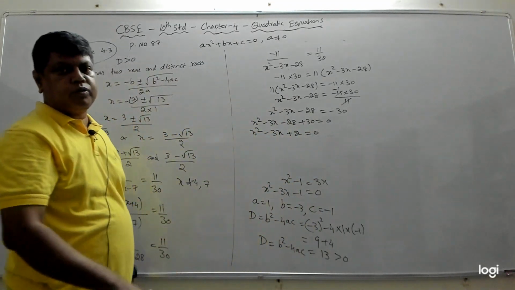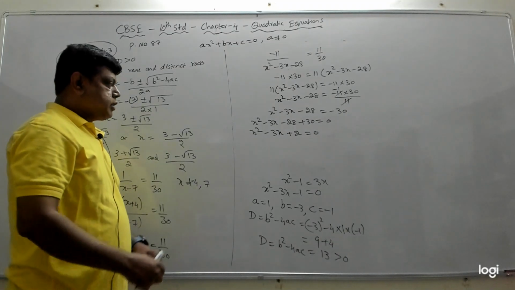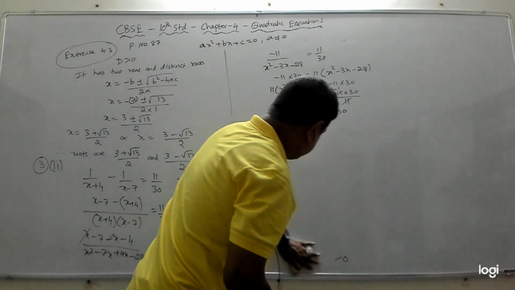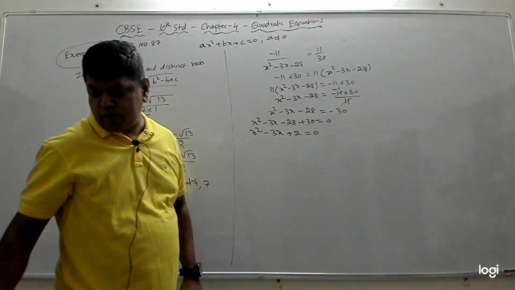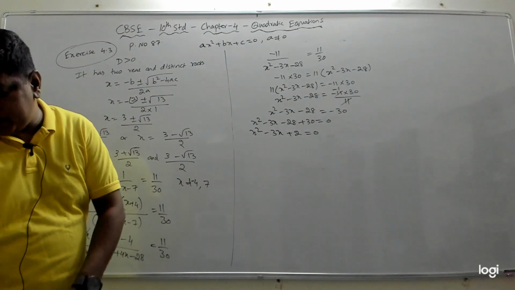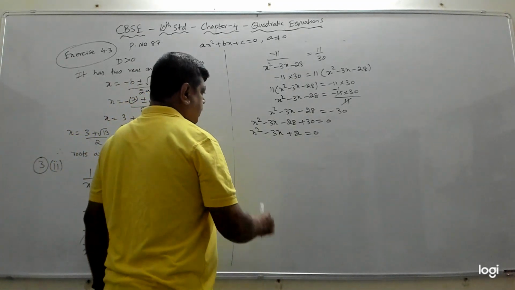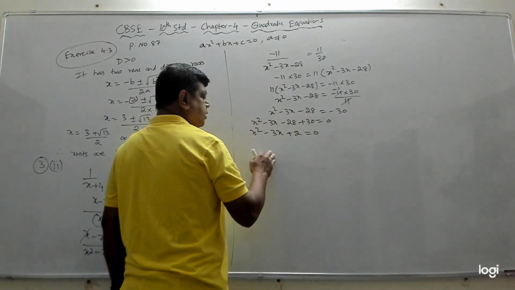Now this is our final quadratic equation. Now we can solve this. We can solve this by any method. They have not given solve by quadratic formula or anything. So we can solve by any method. So we'll solve by factorization. Right? So factorization is what?